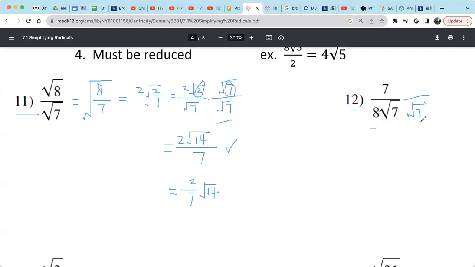Again, we multiply by square root of 7, or radical 7, over itself. Then the denominator becomes radical 7 squared, so it's just 7. 7 times 8 is 56, so the denominator is 56. And the numerator will have 7 times radical 7. The numerator can be an irrational number. Okay, that's for 12.